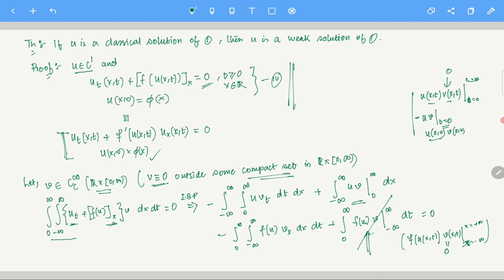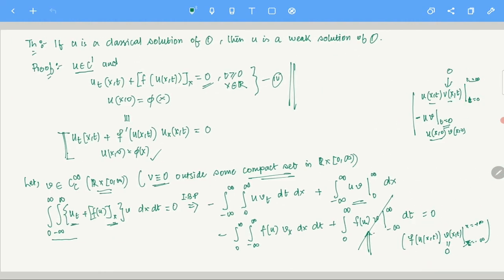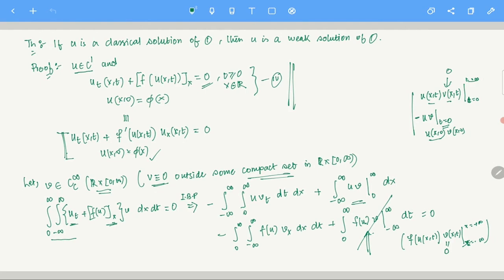Essentially what I am saying is I just need v to be a compactly supported C infinity function and u to be an L infinity function. What do I mean by L infinity? I mean that it has to be bounded. So I am just asking for a bounded function and a summable function, so that you can talk about the integral properly. Once you have that, I don't worry about continuity either, so the solution may be discontinuous also. What is the difference between the classical and the weak definition? The classical definition takes into account the derivatives, so you have to talk about derivatives, and hence you need C1.